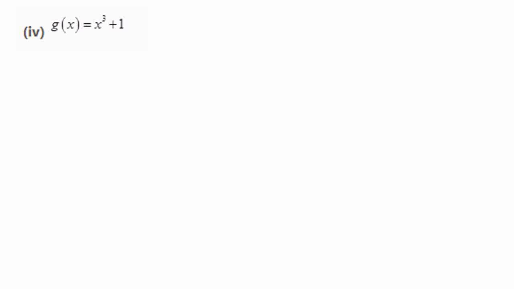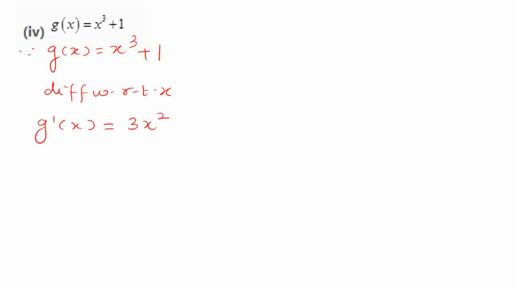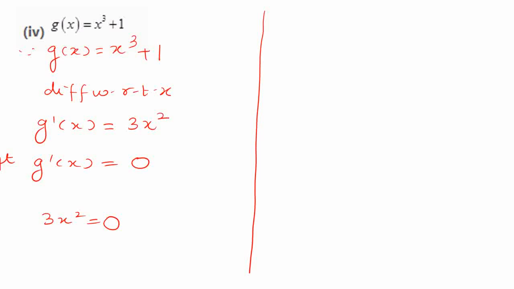Now next question is g of x is equal to x cube plus 1. So since g of x is equal to x cube plus 1, differentiate with respect to x. So g dash of x will be 3x square. Derivative of plus 1 will be 0. Next step, put g dash of x equal to 0. So 3x square equal to 0. So x will be what? X will be 0 only.